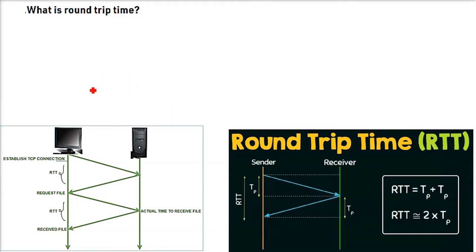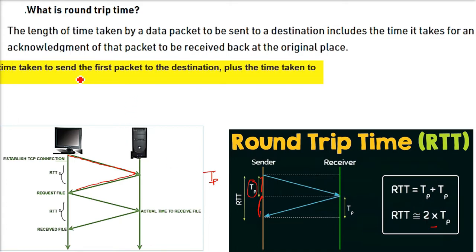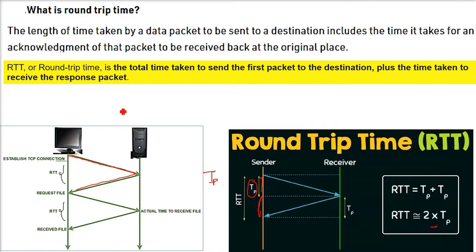What is round trip time? RTT is basically a metric. It is the length of time taken by a data packet to be sent to a destination, and it includes two times: the time it takes for the acknowledgement of the packet to be received at the original place. You are sending and you are getting the acknowledgement, so the total time is called the round trip time. If you are going somewhere and coming back, that is the round trip time. For example, if TP is the time for one hop and coming back is another hop, 2TP is the round trip time. So RTT is the total time taken to send the first packet to the destination plus the time taken to receive the response packet.